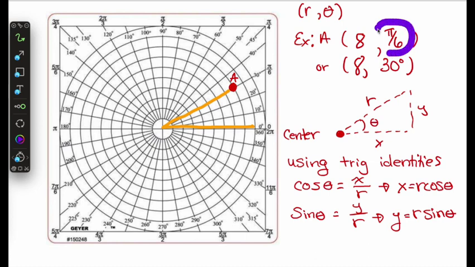Now, if I swing open pi over 6, here's my origin, and I swing open pi over 6 or 30 degrees, if this 8 was a negative, what would happen is instead of coming out this way, 8 units, I would come out this way, 8 units. So if I made up another point B here, and I call that point B negative 8, pi over 6, that would be out this way here. I would count 1, 2, 3, 4, 5, 6, 7, 8. So that would be here.